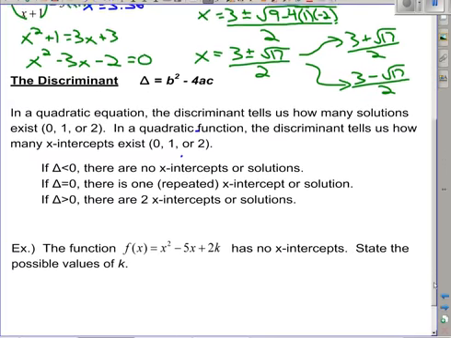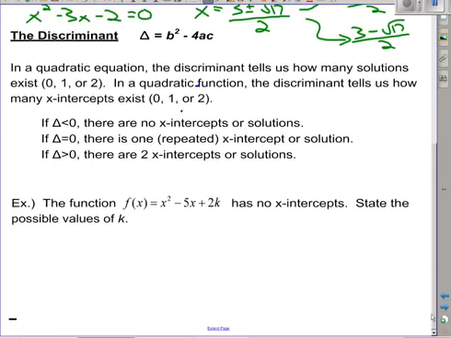All right, discriminant. So I talked about it briefly there. Delta equals b squared minus 4ac. In a quadratic equation, the discriminant tells us how many solutions exist, whether they're 0, 1, or 2. In a quadratic function, the discriminant tells us how many x-intercepts exist, 0, 1, or 2. Now, I know for the case of 1, you might think of it as 2 identical roots. I just find this an easier way to digest it.